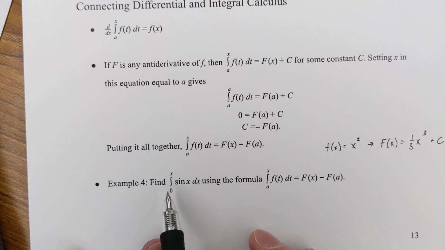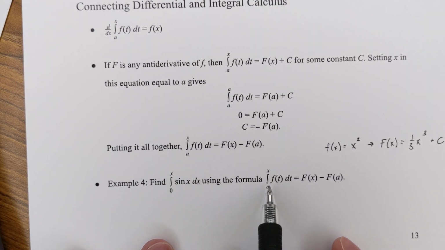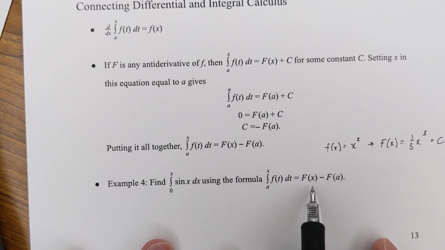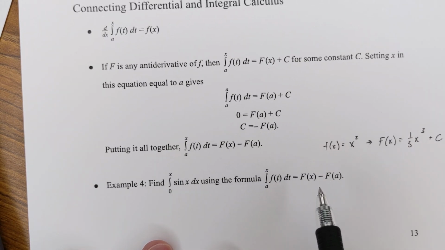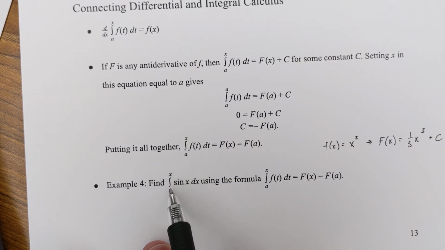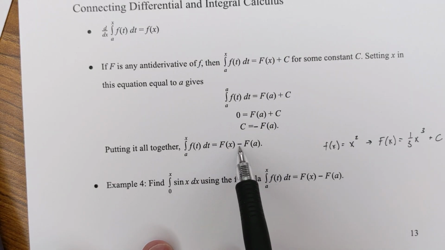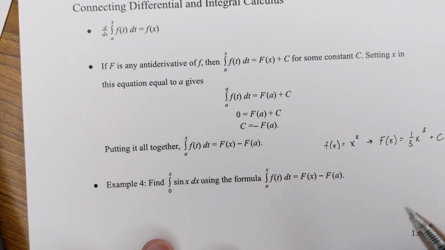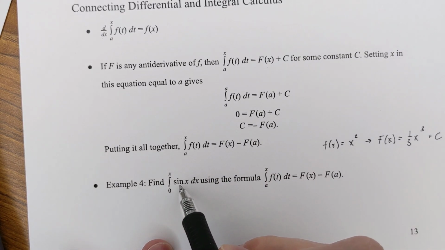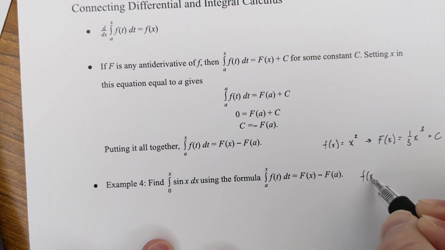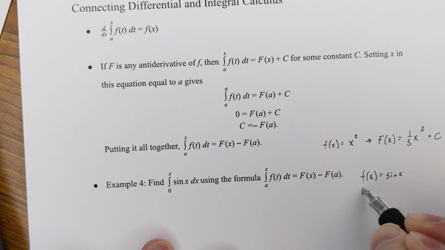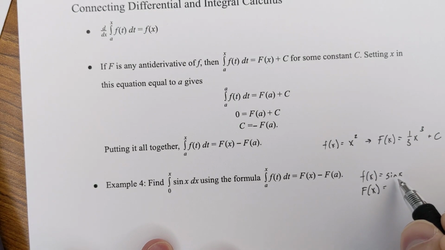So example 4, find the integral from 0 to x of sine x using the formula here. Now we can't just use our calculator to do this because the calculator only works if we have two numerical bounds, number to number, not with a variable. But the rule is you take the antiderivative, plug x in, minus the antiderivative, plug the value of a in. So if our function is sine x, that's our f of x, our capital F of x is the thing that has a derivative of sine. So the thing that has a derivative of sine is the negative cosine.